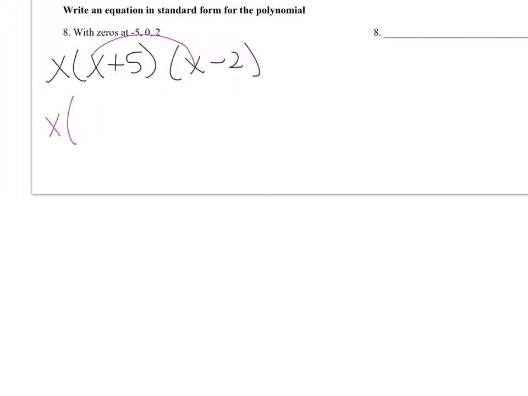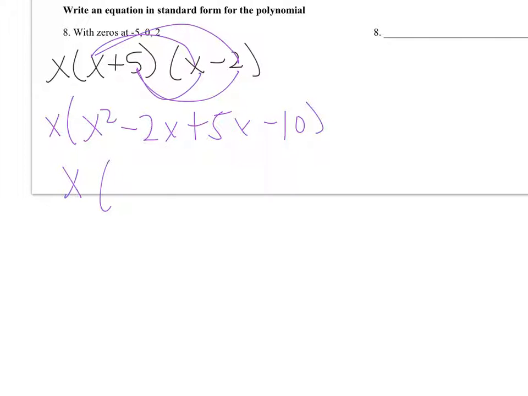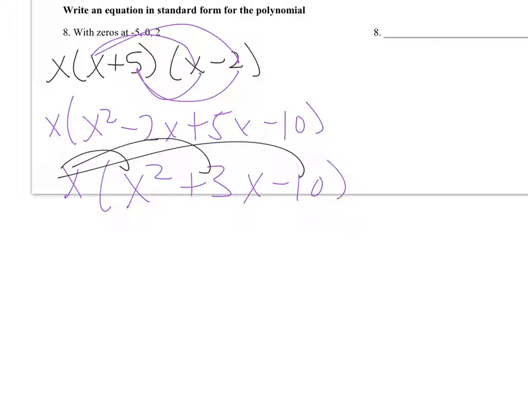And my first, so that's x squared, outside, minus 2x, inside, plus 5x, last, negative 10. So you have x squared plus 3x minus 10. Then you still have to multiply by x. So if I multiply by x, it would be x cubed plus 3x squared minus 10x. Bing, bada, boom, I'm done.